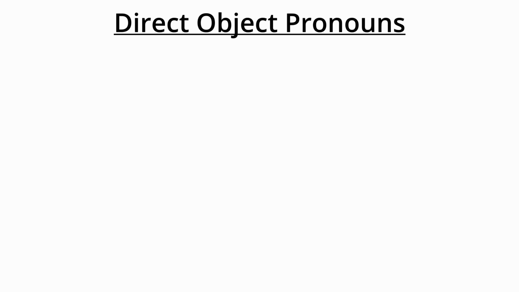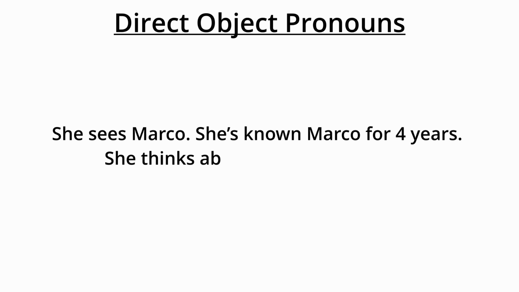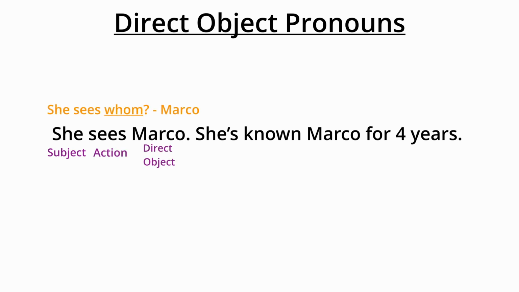Let's look at one example. She sees Marco. She has known Marco for 4 years. She thinks about Marco in the shower. Alright, let me scratch the last one. We can clearly see that these two sentences are a part of the same text or a story. But don't you think that repeating the name Marco, who happens to be a direct object of this sentence, is a little redundant or simply unnecessary? That's what we have direct object pronouns for.